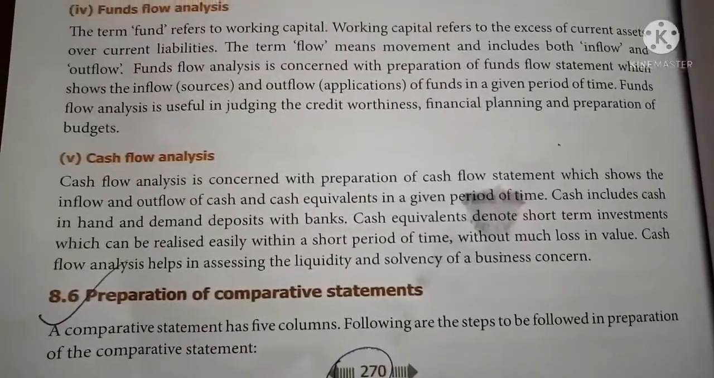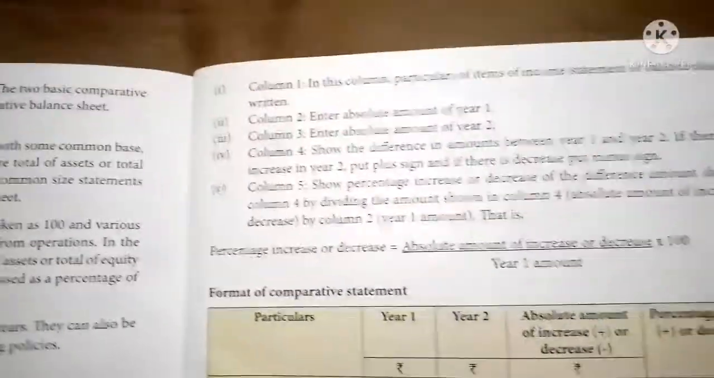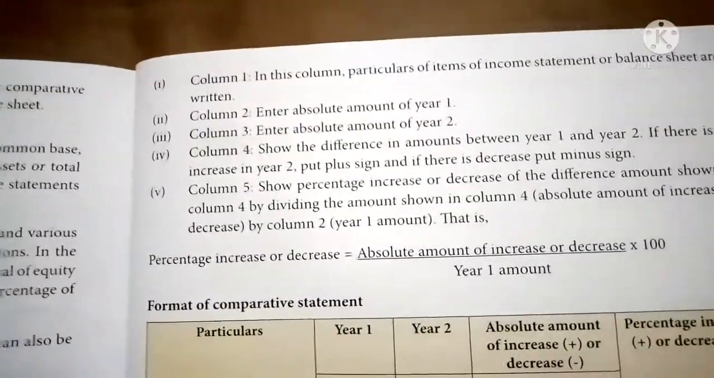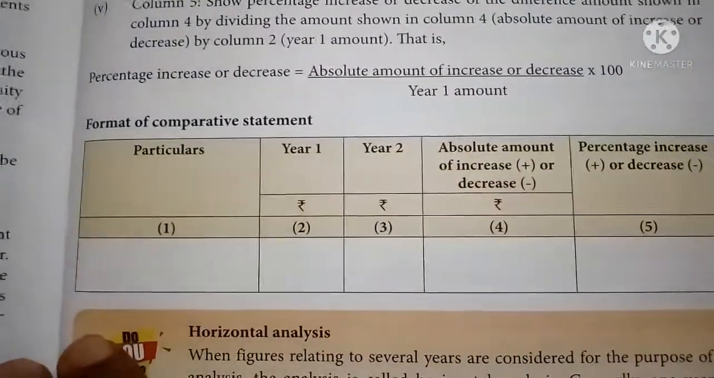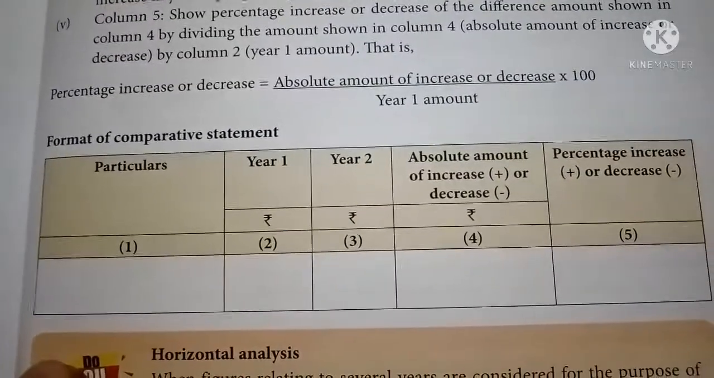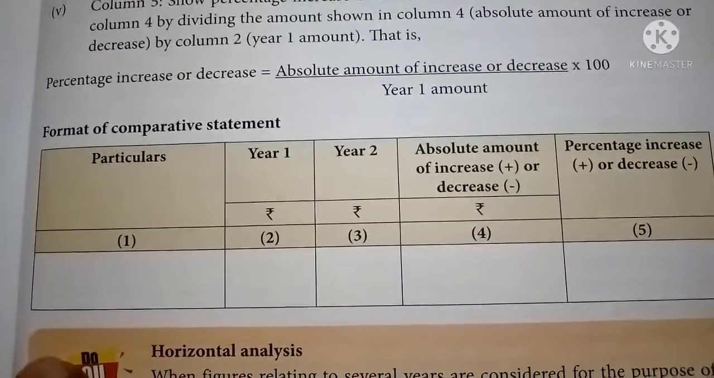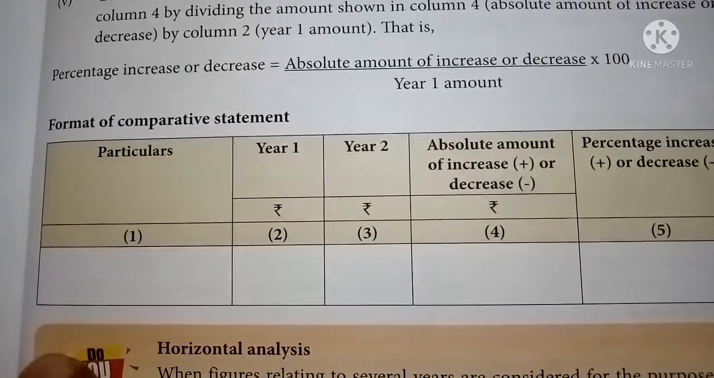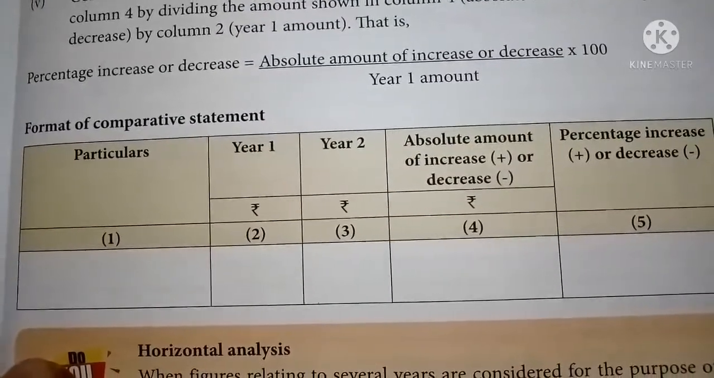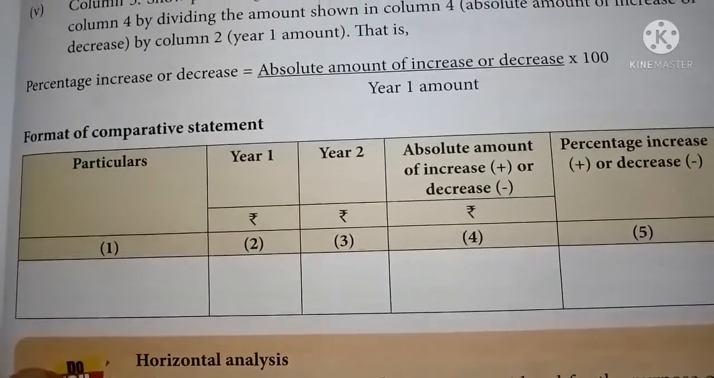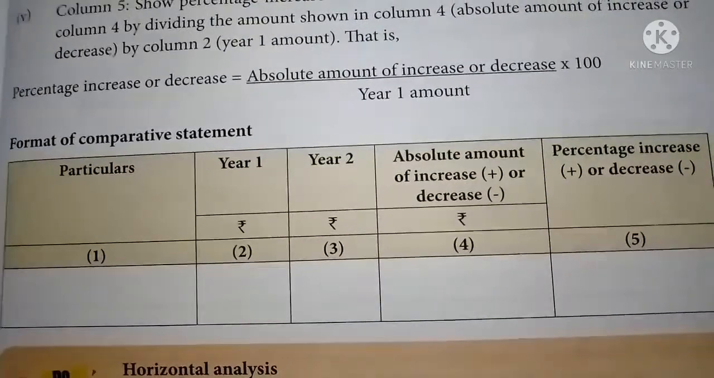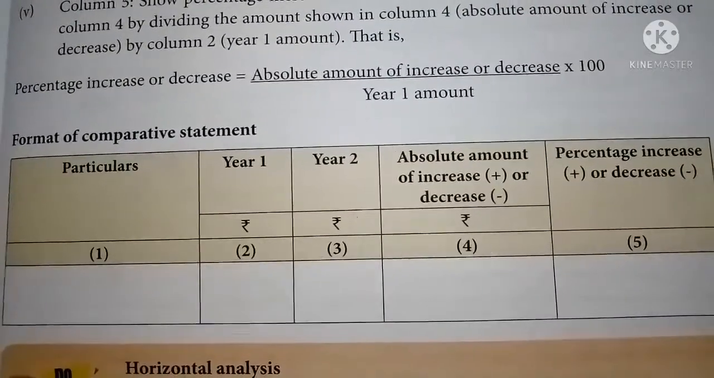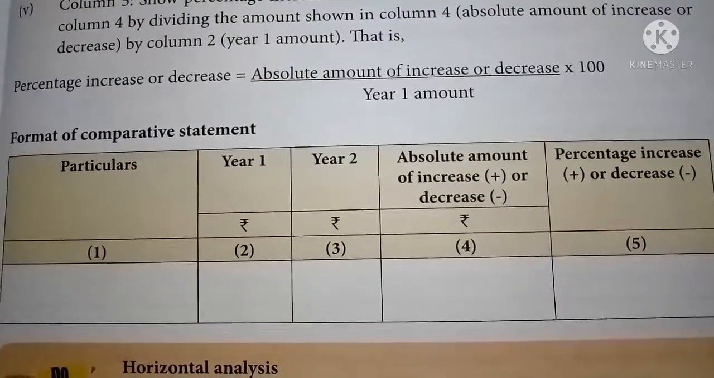Now we discuss the preparation of the comparative statement. There are various steps to be followed, and columns should be maintained in order to prepare the comparative statement. It is a specimen for preparing a comparative income statement or comparative balance sheet. The first column will be the particulars column, that is, we should write the various items in this column. Year 1 and year 2, whatever years are given in the problem, you can write.